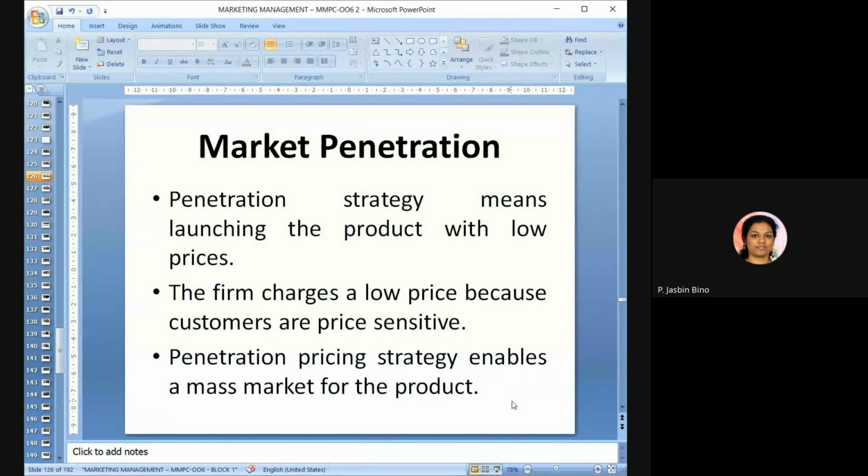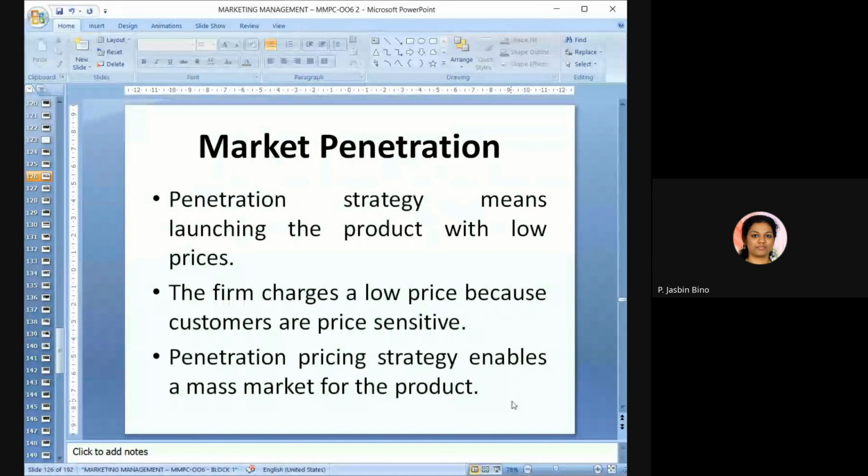So launching the product with a new price. When they get more and more customers for the product, they'll be increasing the price. The firm normally charges a low price first because the customers will normally be price sensitive. So the penetration pricing strategy helps in mass marketing. When the price is low, customers will go and buy the product. So when the sales increase, they can gradually increase the price of the product. This is what market penetration is.